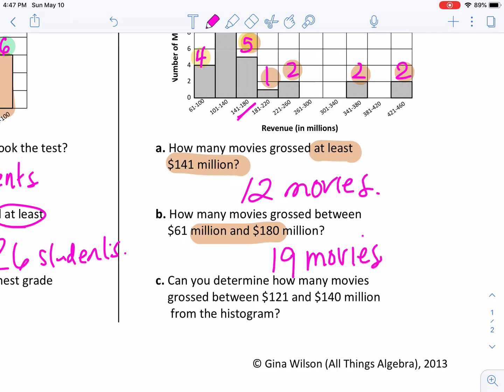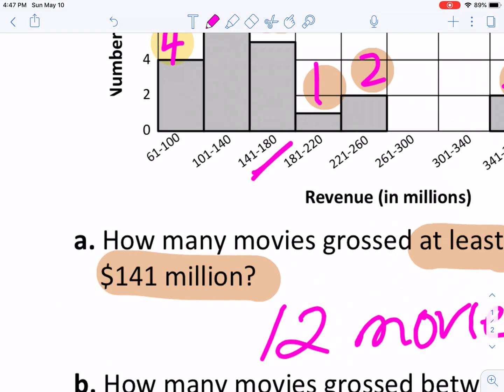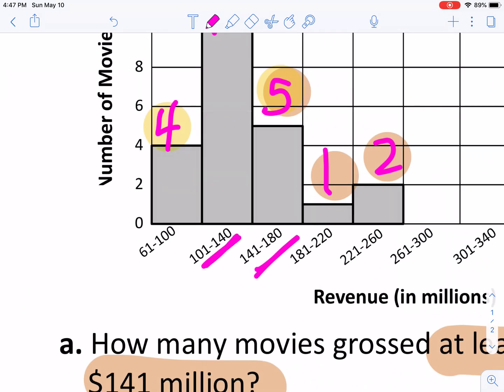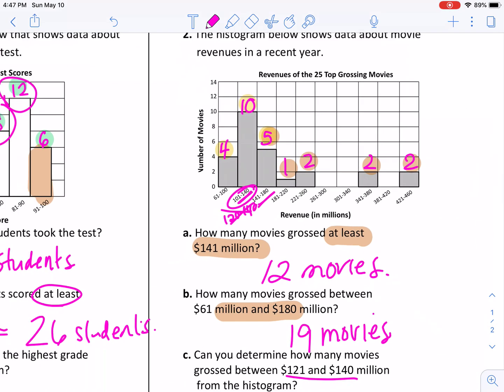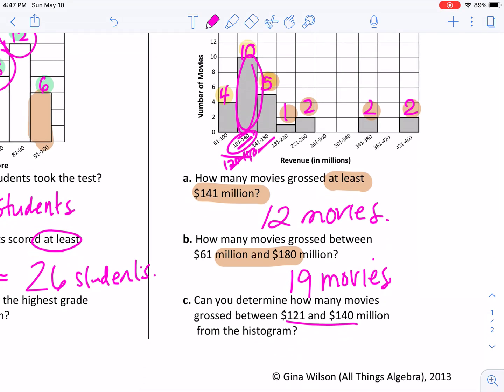And can you determine how many movies gross between 121 and 140? Well, if we take a look at 121, this interval is 101 to 140. We can't break it up into 120 to 140. So no, once again, we can't pull the data from within a bar. We just know where the data falls, right? So we can tell you that 10 movies gross between 101 and 140 million, but we can't say how many were gross between 121 and 140. So no, frowny face.